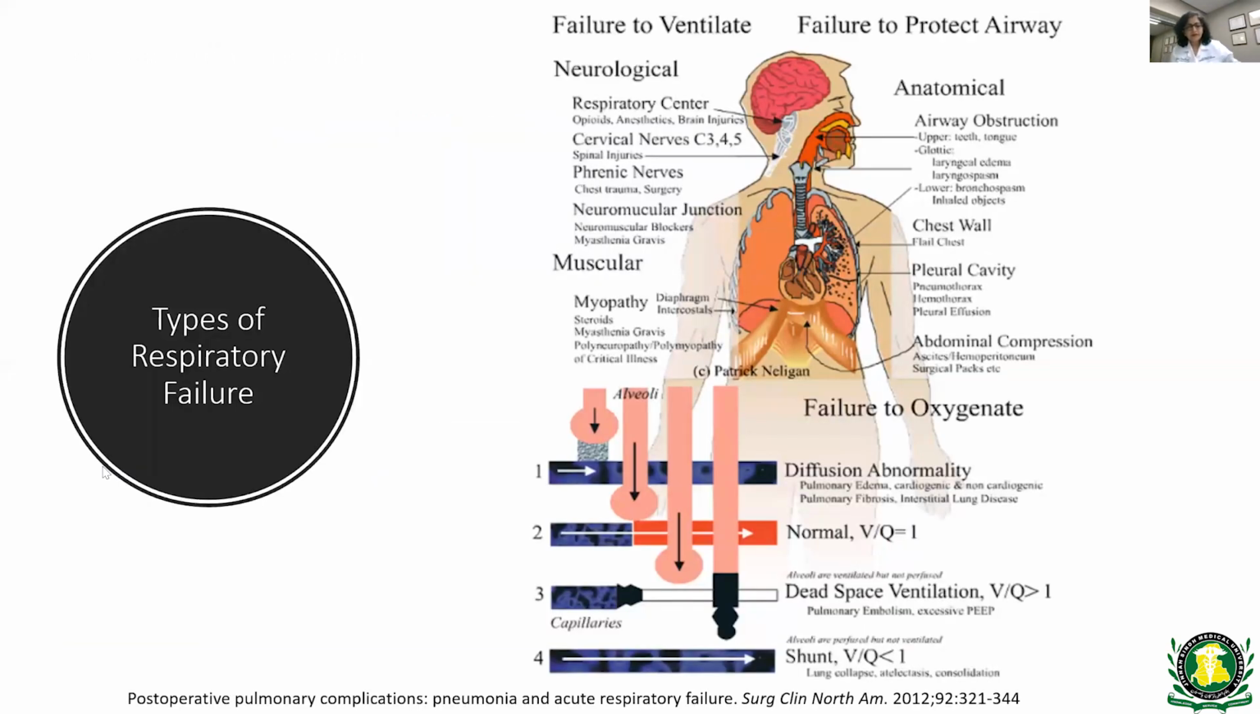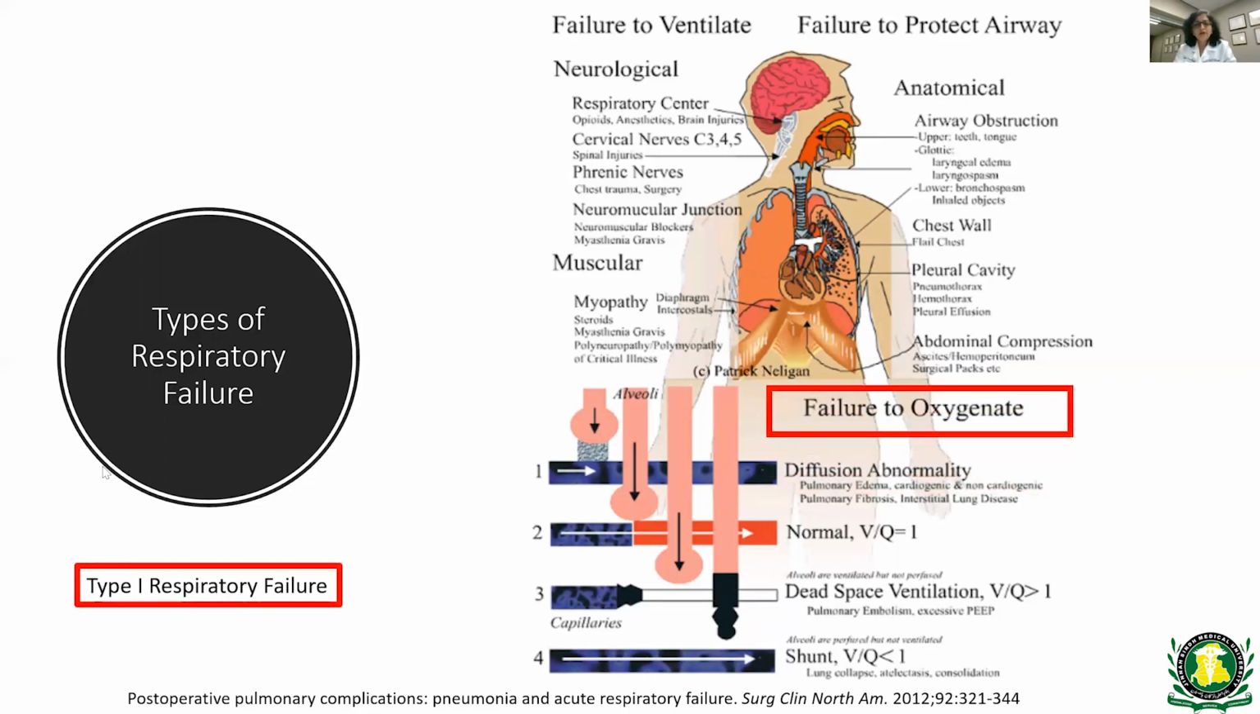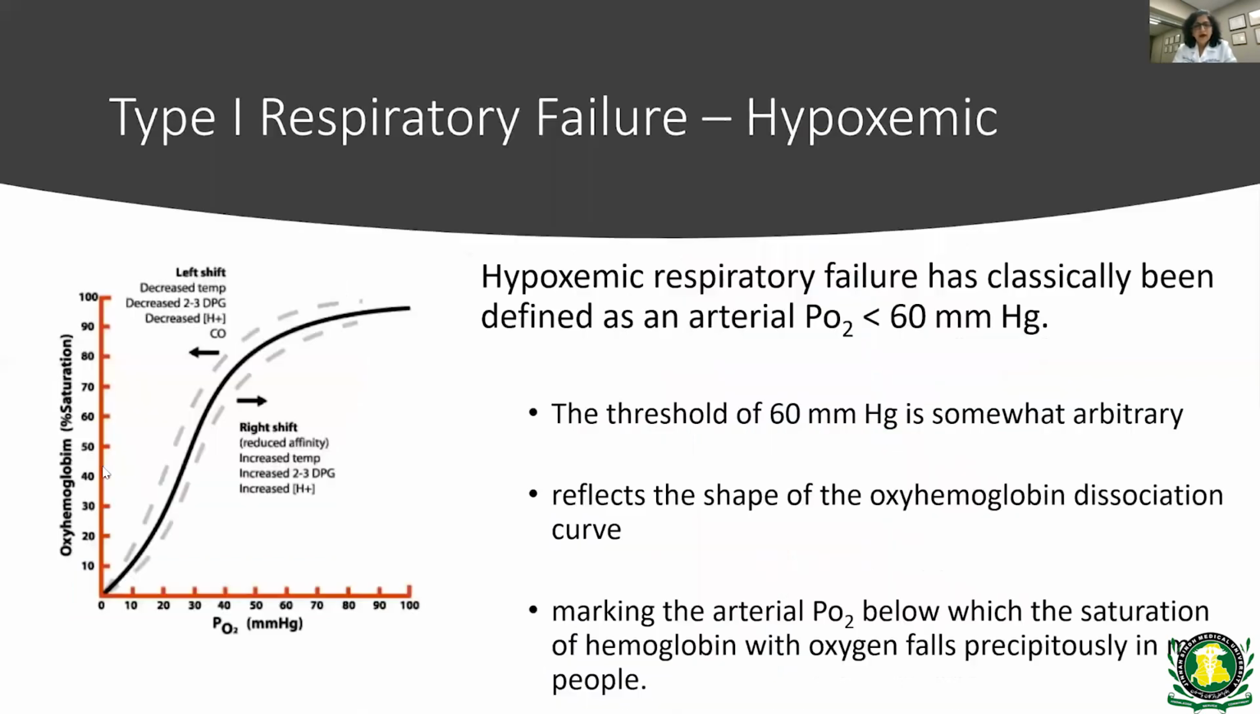What are the types of respiratory failure? Type 1 respiratory failure is called hypoxemic respiratory failure, or a failure to oxygenate. Now, hypoxemic respiratory failure has been classically defined as an arterial PaO2 of less than 60 millimeters of mercury. The threshold of 60 millimeters of mercury is somewhat arbitrary and reflects the shape of the oxygen hemoglobin dissociation curve.